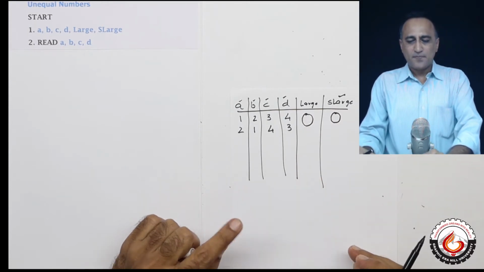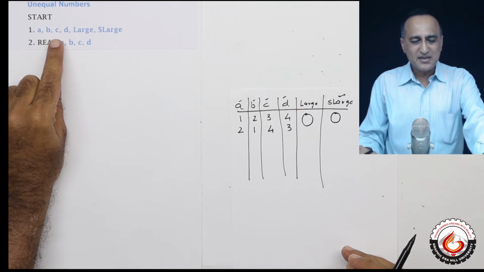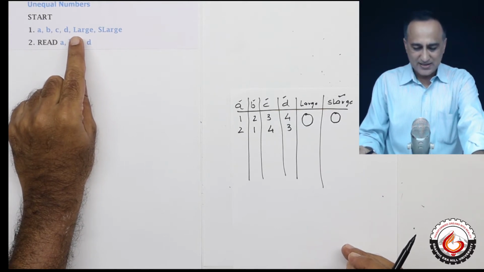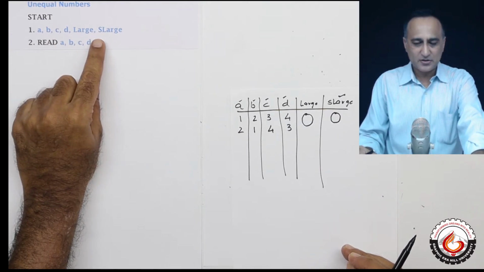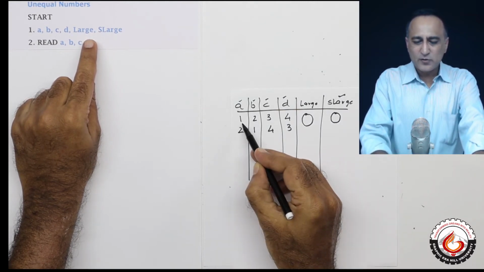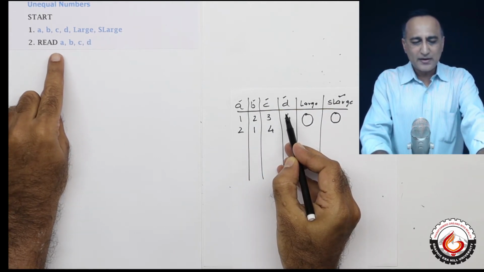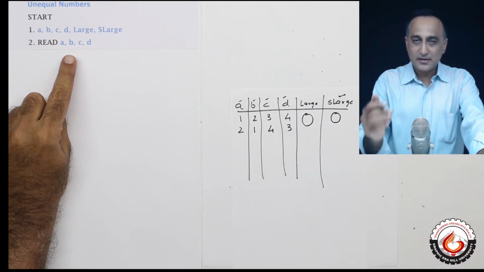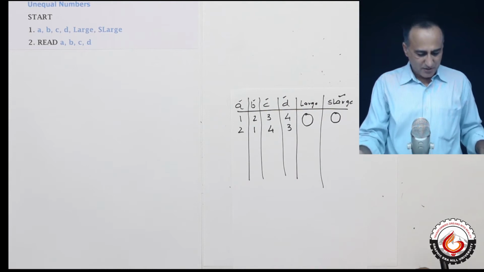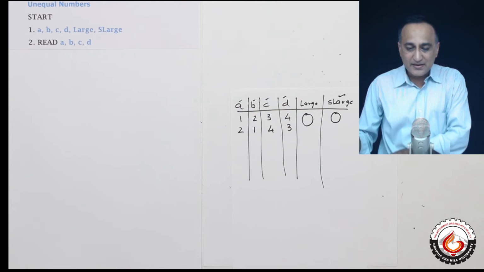Alright, now the very first step is I'm going to declare four variables A, B, C and D, and then two additional variables called large and second large. Then my next step is I'm going to ask the user to enter the values of A, B, C and D, so I'm going to read the values from the keyboard. Once I have read them, my next step is I am going to process one variable at a time.